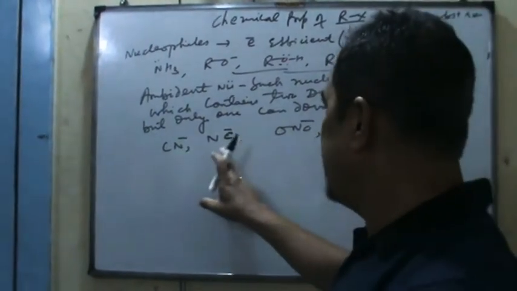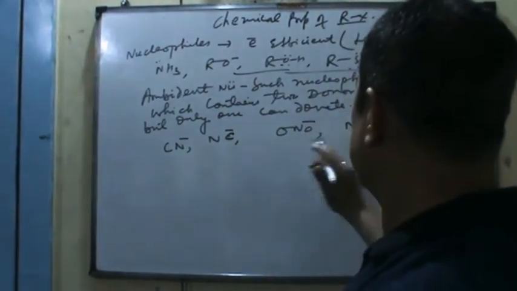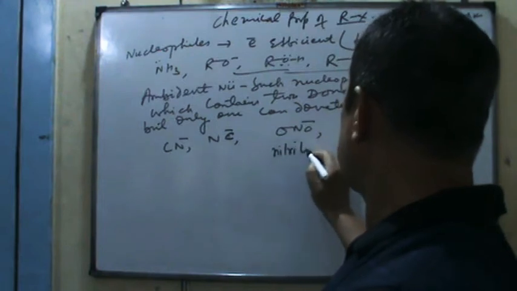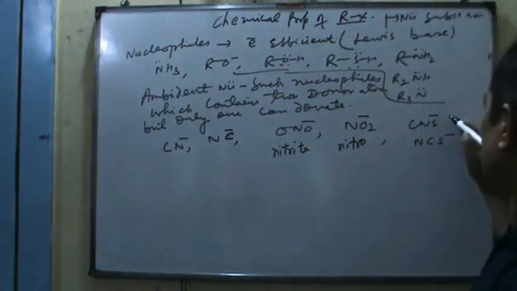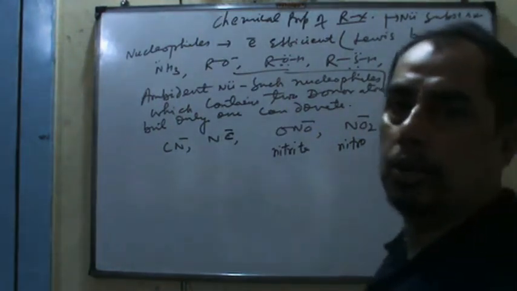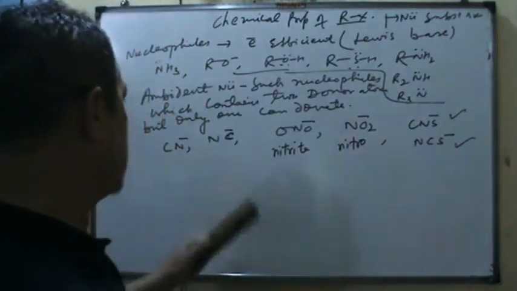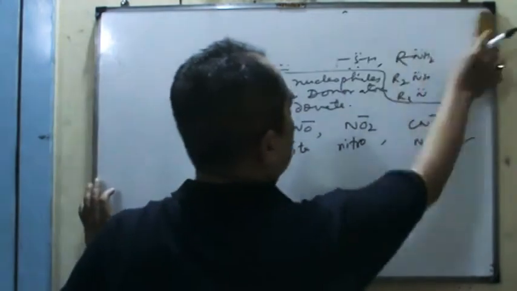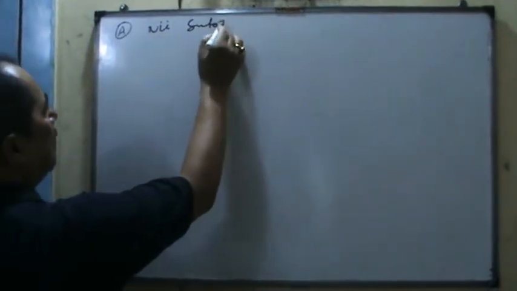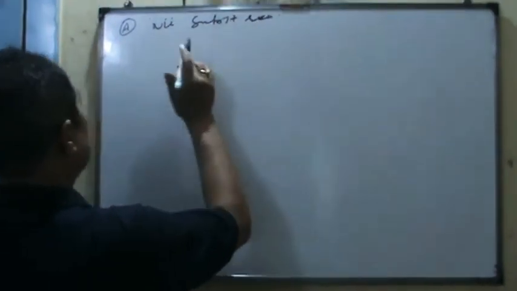So cyanide and isocyanide. Nitrite, it is nitrite, and what is that? Nitro. It is thiocyanato, isothiocyanato. Like this, these are the ambident nucleophiles. So come to the first definition. The first reaction is the nucleophilic substitution reaction.